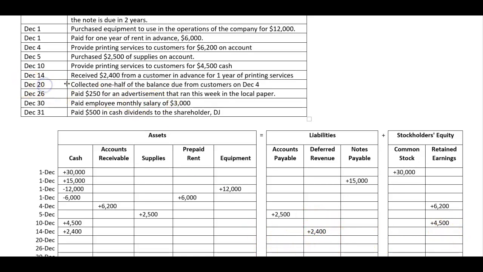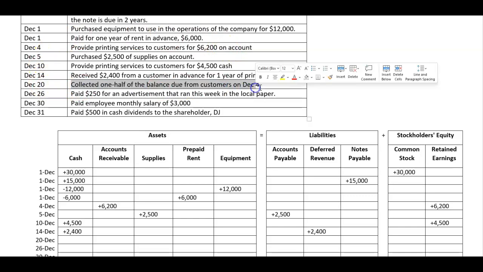All right, December 20th, we collected 1/2 of the balance due from customers on December 4th. Remember, we provided services to our customers on account. Well, here on the 20th, half of our customers, or half of the payments come in. I don't know how many customers that is that's paying us, but they're paying for half of that.